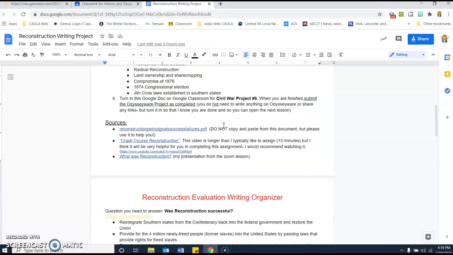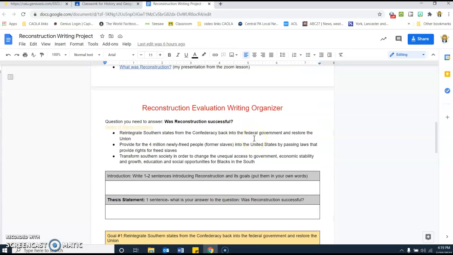So what it looks like down here is this is a writing organizer. The reason we're using this is to get us into the practice of how do we organize our writing. I know you've done that a lot in 6th and 7th grade, and in 8th grade, we want to continue that practice. We don't want to just write. We want to work in the process of writing. And so we want to practice that a little bit with this particular project. So here's the question. Was Reconstruction successful?